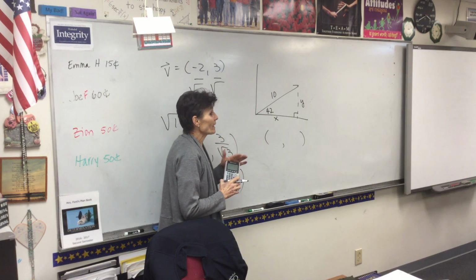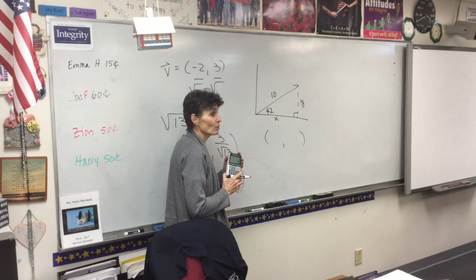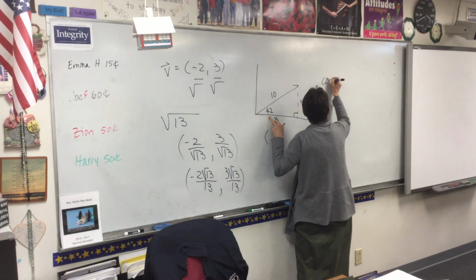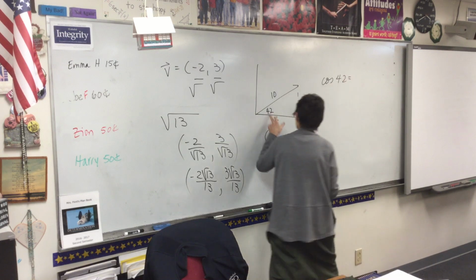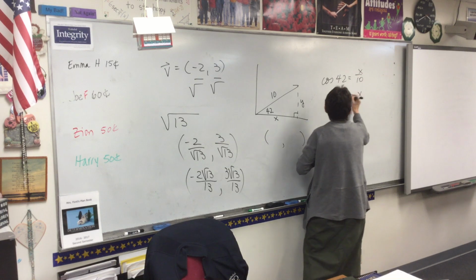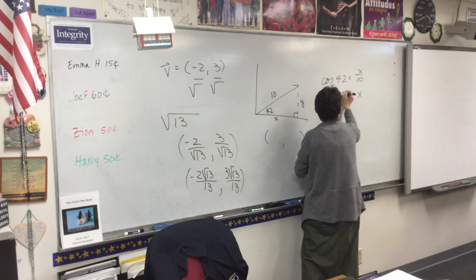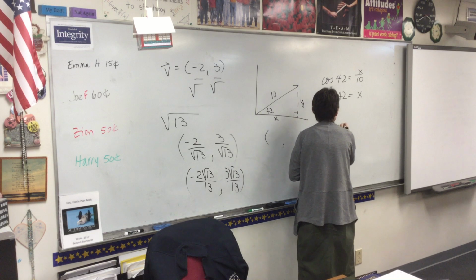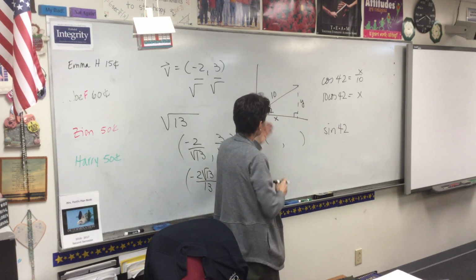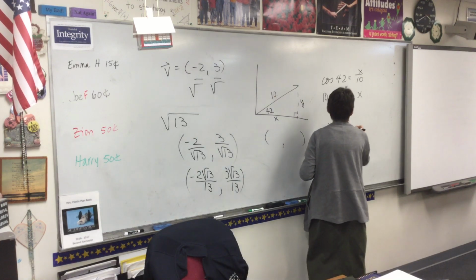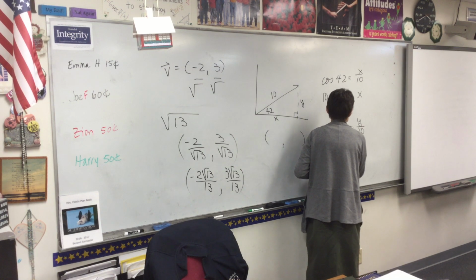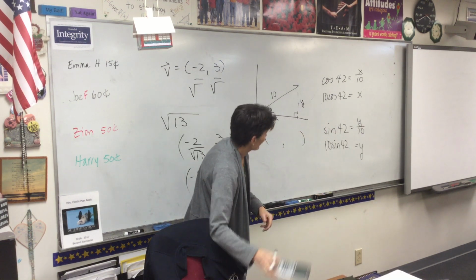Okay, so when I do X and Y, I use sine and cosine, okay? So, cosine angle, so cosine 42 equals adjacent over hypotenuse. So X will be 10 cosine 42. And then sine angle, so it's always cosine of the angle, sine of the angle. So sine 42 equals opposite over hypotenuse. So Y is 10 sine 42. Then I just type them in on my calculator.